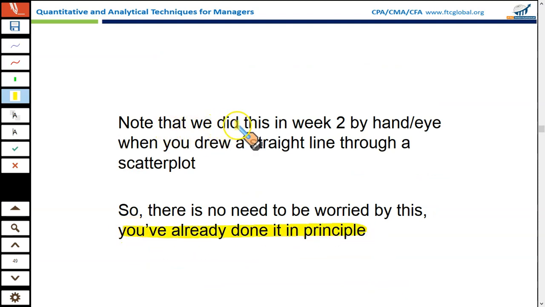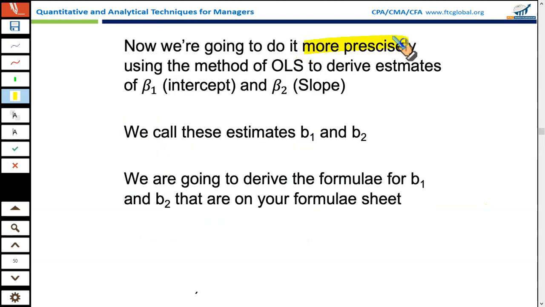Note that we did this in week 2, in our lecture 2, by hand and eye when you drew a straight line through the scatter plot, so there's no need to be worried because we have already done this previously. Now we're going to be more precise using the method of OLS to derive estimates of beta 1 and beta 2, that we call b1 and b2, and we are going to derive the formulas for beta 1 and beta 2 that are on your formula sheet. I'll explain what those formulas are.